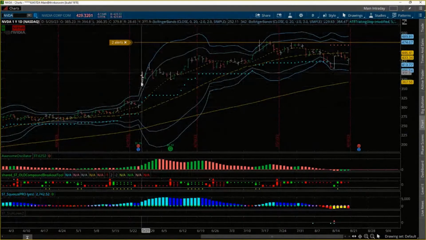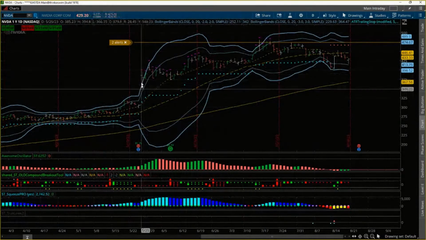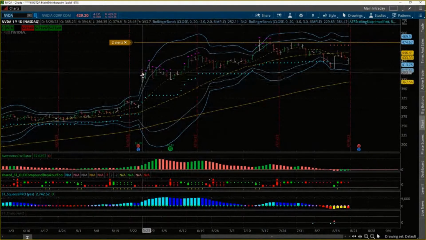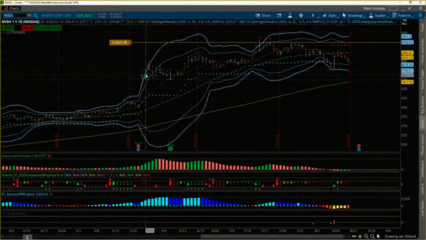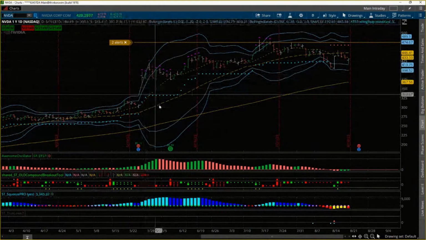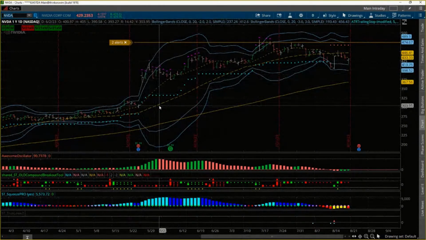You can see it had a strong bounce to the upside. The price broke the third deviation Bollinger Band. And then what happened? Well, the next bar stayed within that range, right? Didn't get a strong pullback like you might anticipate.